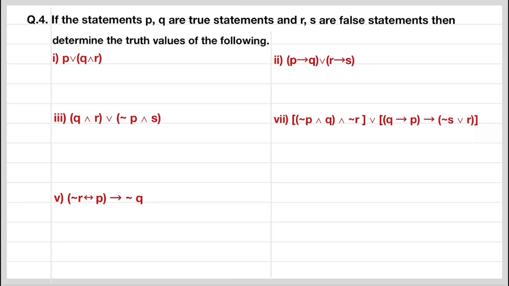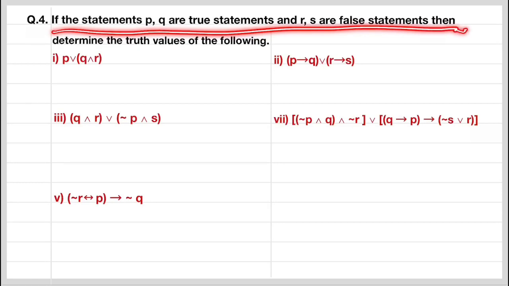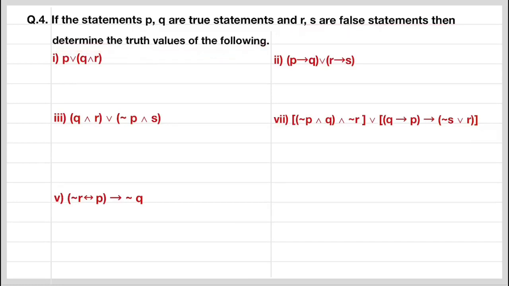Okay, up till now we have seen 3 questions. Now we will solve the 4th one. If statements P and Q are true statements and R and S are false statements, then determine the truth value of the following. Here we are given P and Q are true statements, that means their truth value is T, and R and S are false statements, that means their truth value is F. And we have to determine the truth value of these compound statements. Let us start.